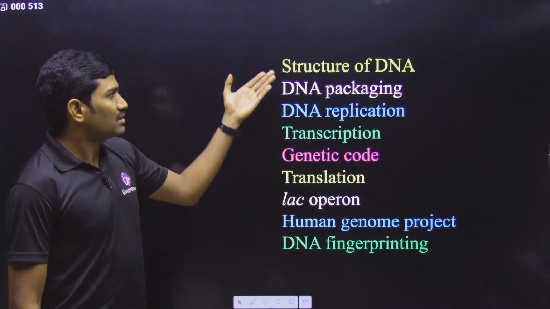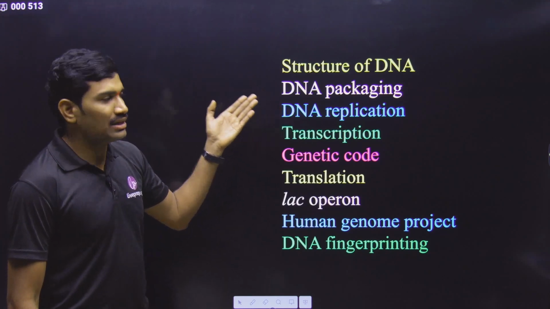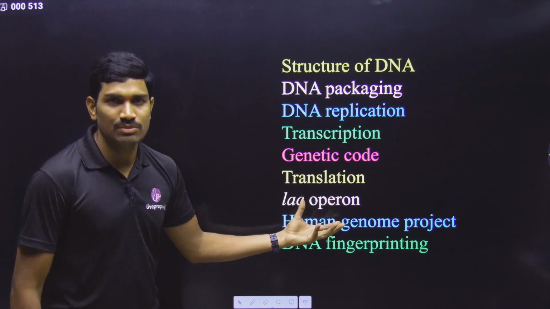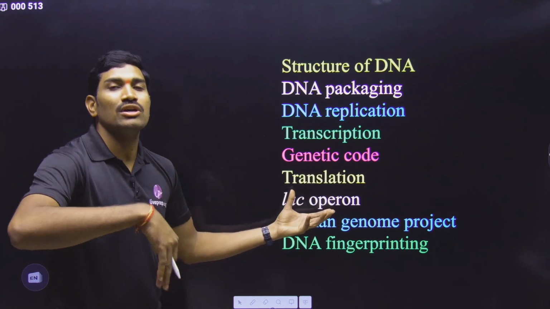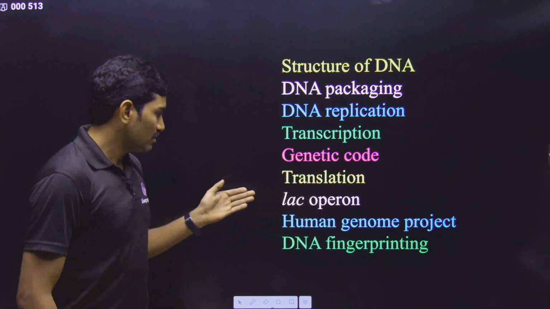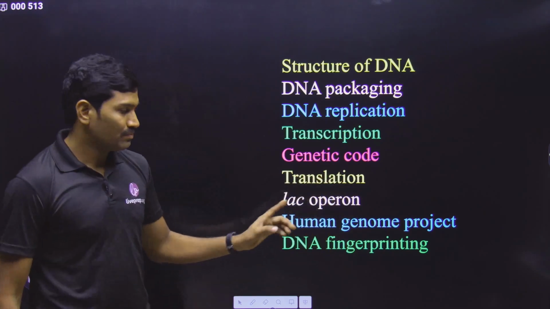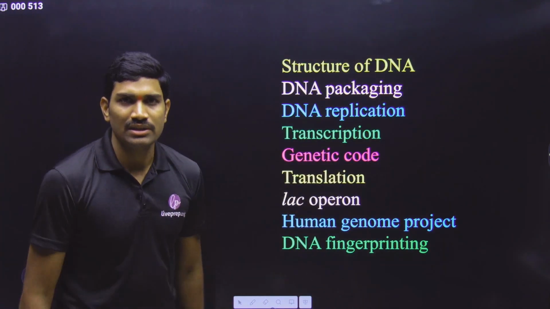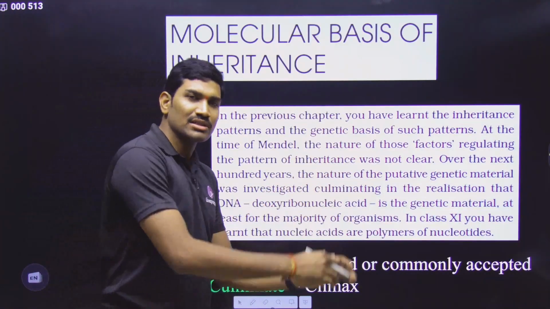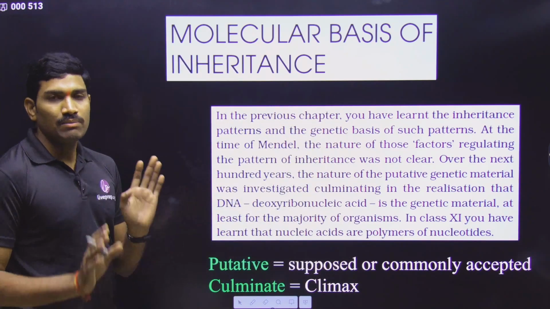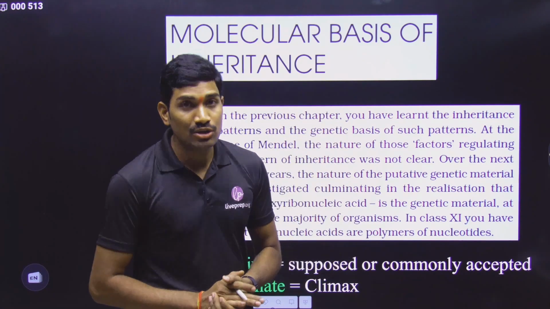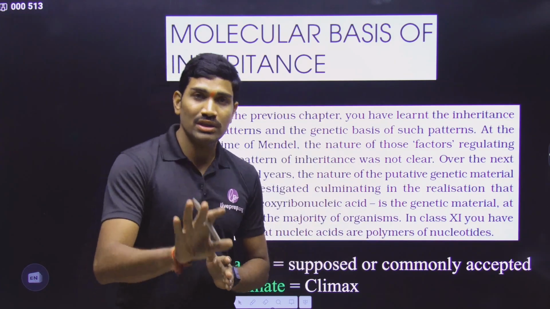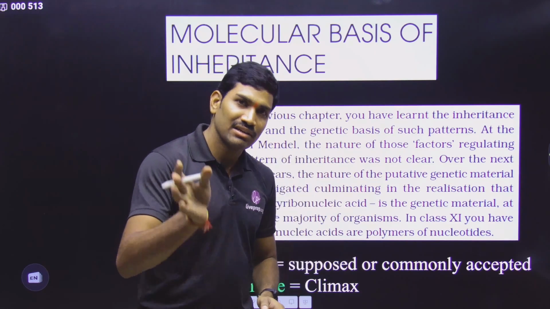So all these things: structure of DNA, DNA packaging, DNA replication, transcription, genetic code, translation, and lac operon. This is about the regulation of gene expression. How exactly a gene will start and stop, that means on and off, we will understand with the help of the lac operon. And then the human genome project and DNA fingerprinting. If we understand all these things, this chapter will be completed. That's it. This is what they are saying. And now let us directly go with this NCERT content. Please remember, already in the introductory lecture itself I told you, first we will go with the concept, and immediately after that we will read the NCERT lines, so that you can easily understand the NCERT information also.